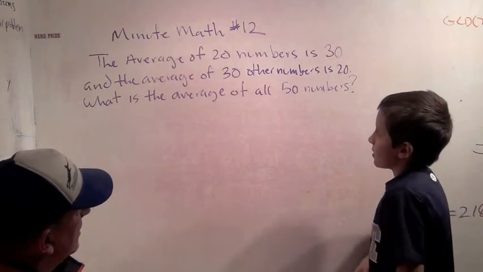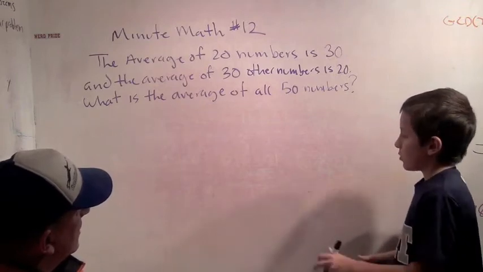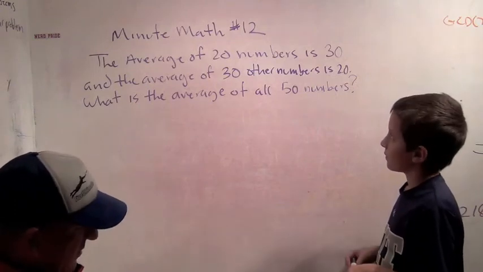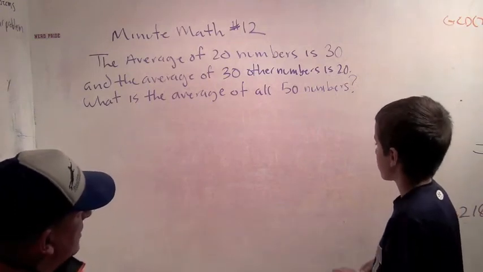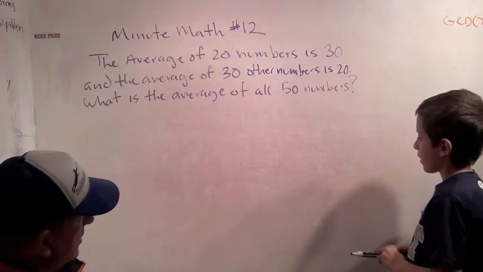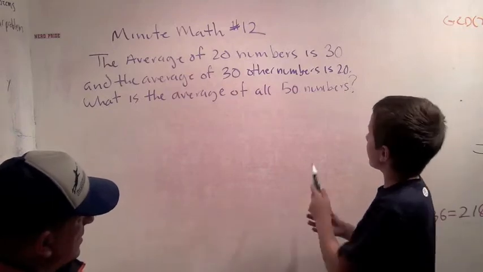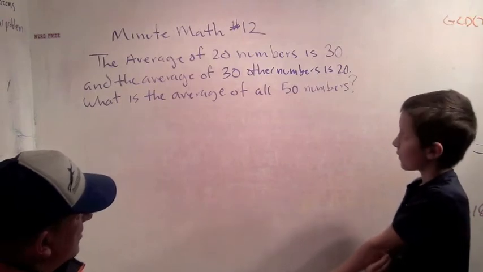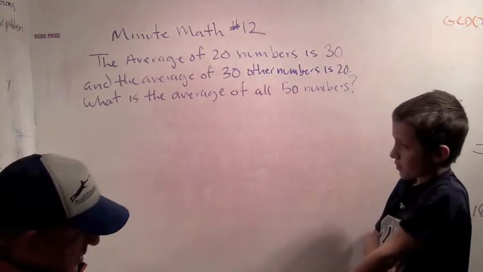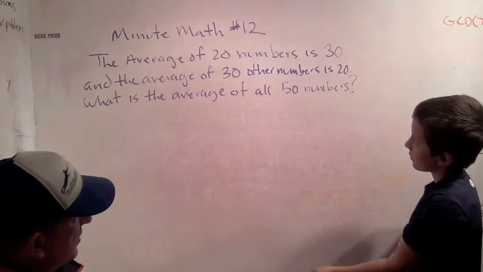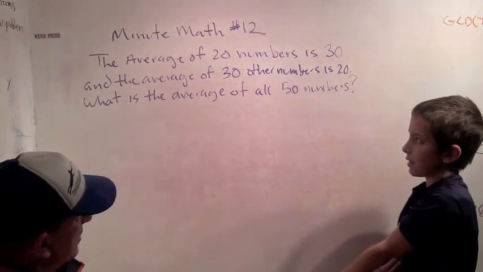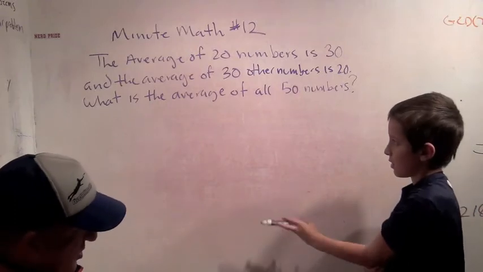So average means that you sum up all the numbers and then divide by the number of numbers. Right, okay, very good. So we can multiply 30 by 20 to figure out the sum. Okay, the sum of which numbers? Of the first 20 numbers. Okay, so the sum of the first 20 numbers is what? Is 30 times 20, which is 600. Okay, so maybe you should write that down.